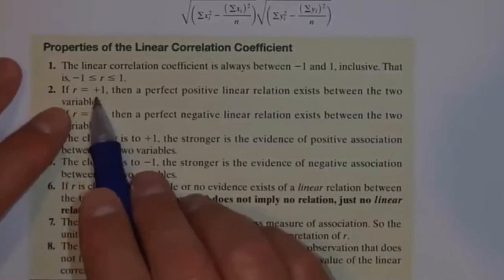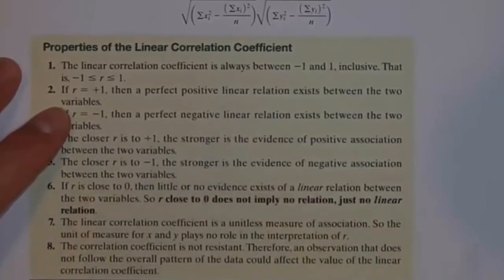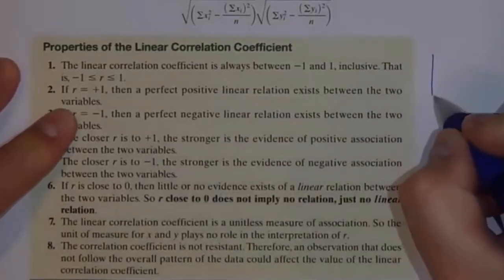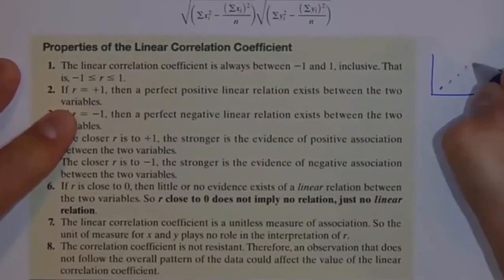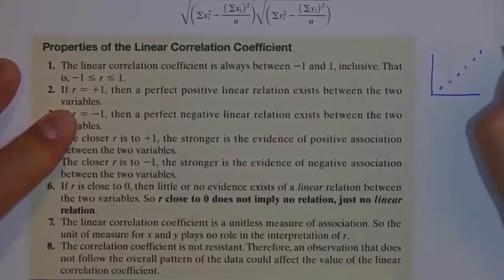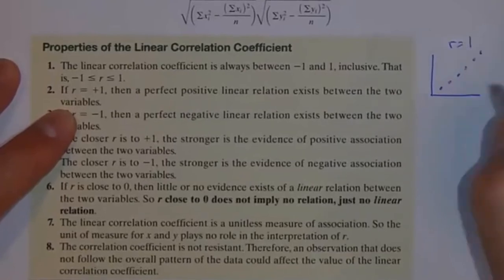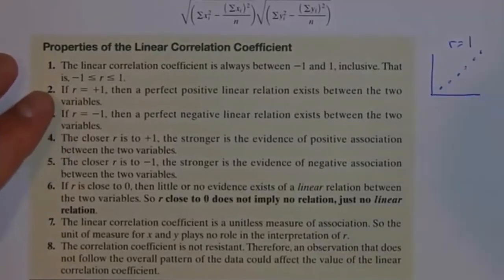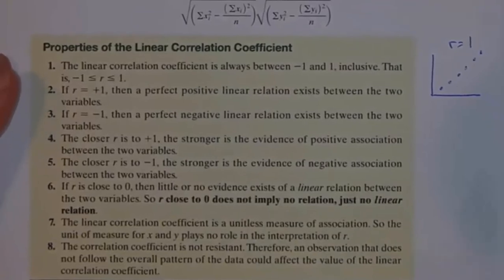Now, if r equals +1, that means we have a perfect positive relation that exists between the two variables. So for example, if I have data that's in a perfect straight line so that we would have a positive association, this would be a case where r equals 1. So if r equals 1, we have a perfect straight line of data, and it's got a positive association.